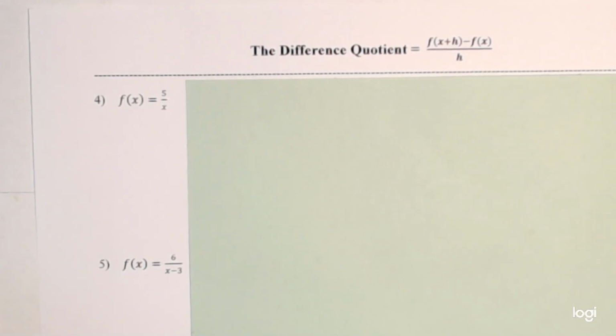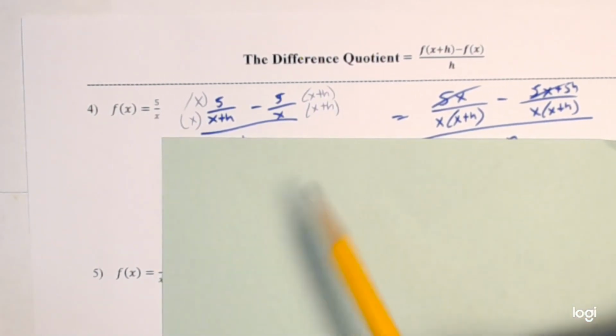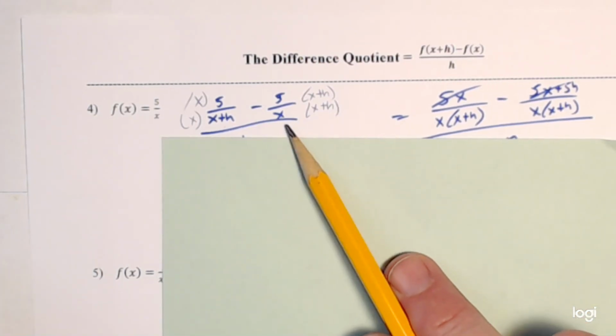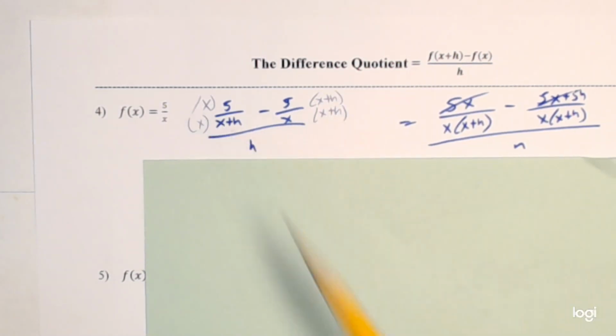Remember, common denominators are going to be needed here. Eventually, you'll be able to cancel out the h on the bottom. Keep, switch, flip helps you on these ones. Here we go. f of x plus h, I just got 5 over x plus h, minus the original f of x. Notice, common denominators.